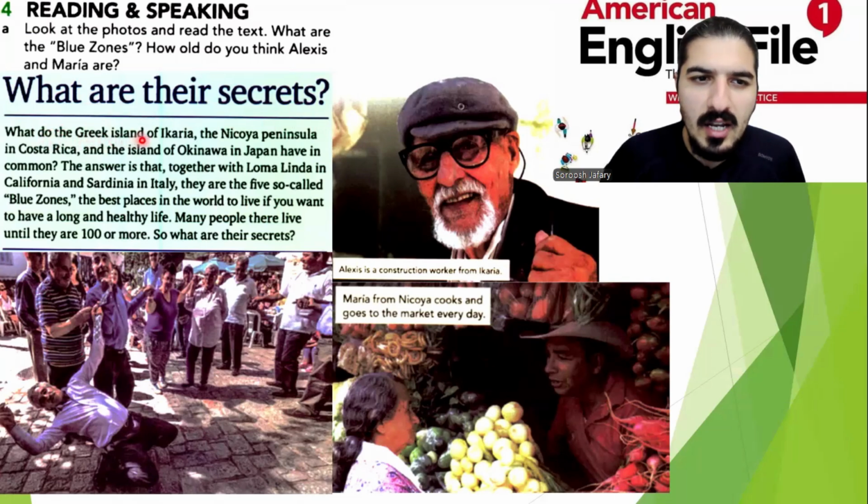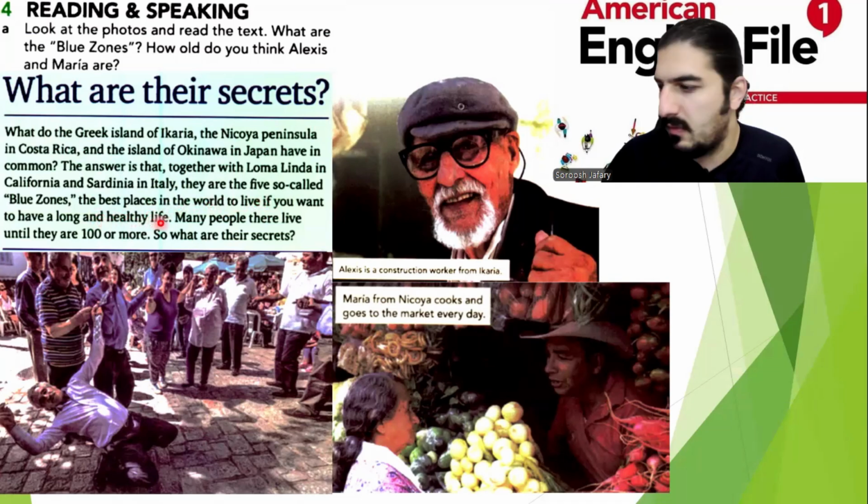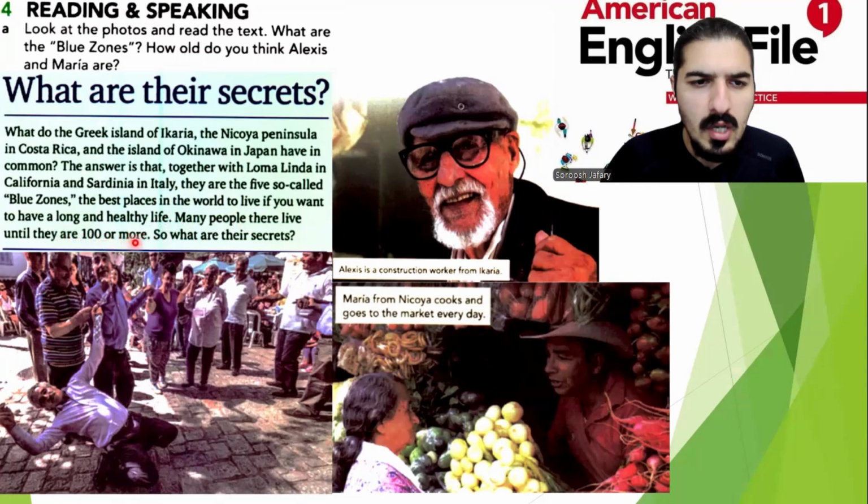What do the Greek island of Ikaria and Nicoya, I'm not very good with names, Nicoya Peninsula in Costa Rica and the island of Okinawa in Japan have in common? The answer is that together with Loma Linda in California and Sardinia in Italy, they are the 5 so-called blue zones, the best places in the world to live if you want to have a long and healthy life. Okay? Many people there live until they are 100 or more. So, what are their secrets?